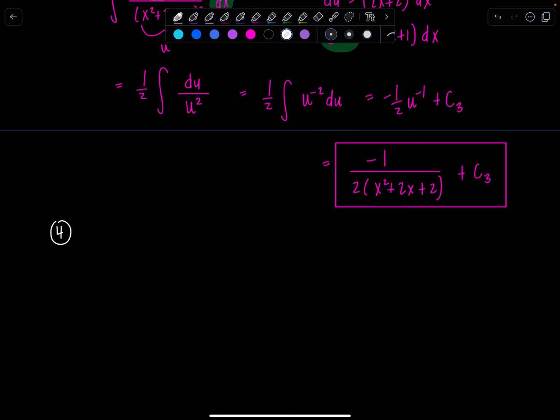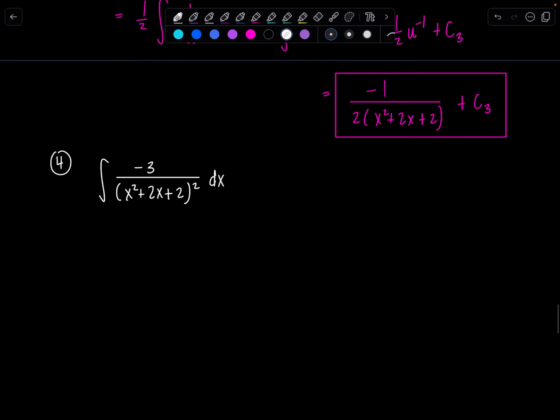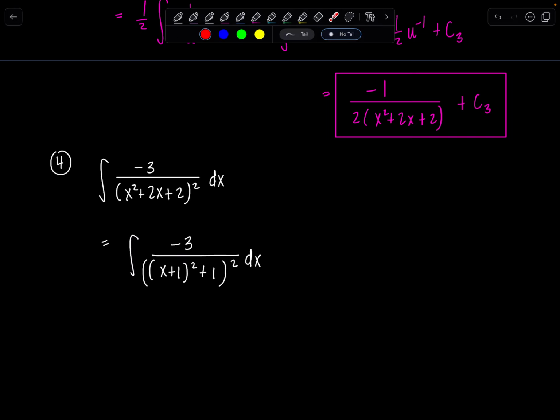We trig sub, that's right. So we have negative 3 over (x squared plus 2x plus 2) squared dx. So I'm going to complete the square again. Negative 3 over, this was (x plus 1) squared plus 1, all squared, dx, right? What's stopping me from this just being simply some form of tan inverse is the fact that this whole denominator is squared. So what we're going to do instead is a trig sub.